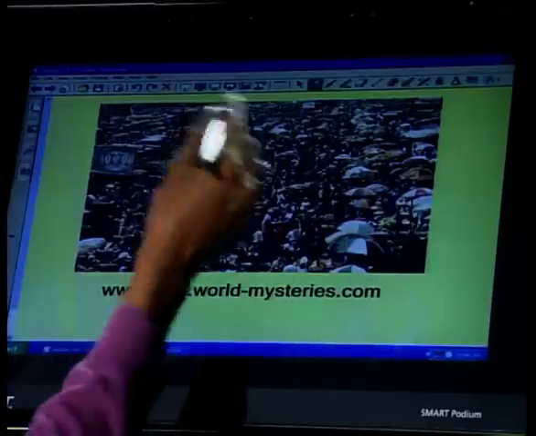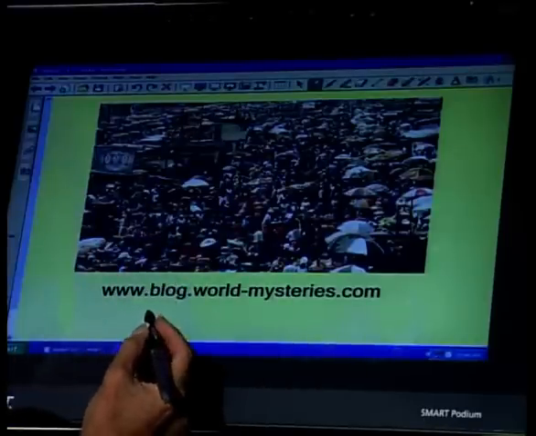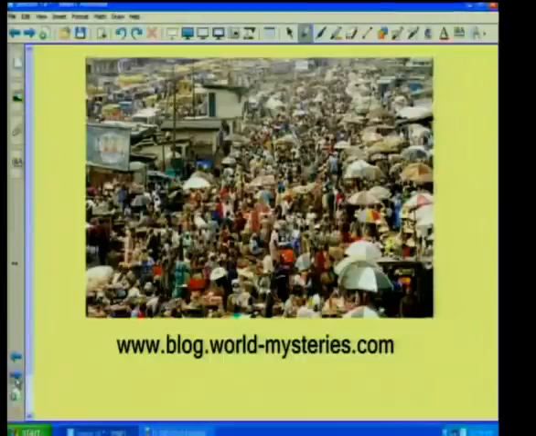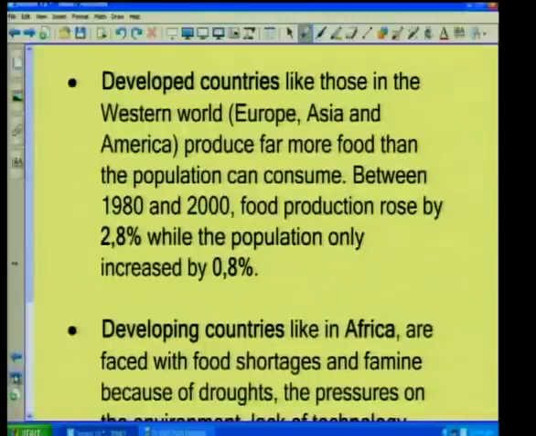Here is a picture that I got from a blog site, World Mysteries, and the mystery is how so many people can actually fit into one small area. And this is what we're looking at. The problem is when we get to a situation like this, people do not care. They basically fight to survive.